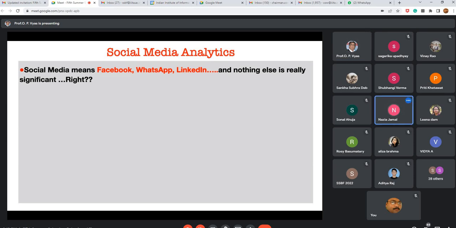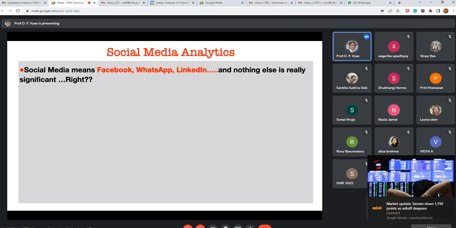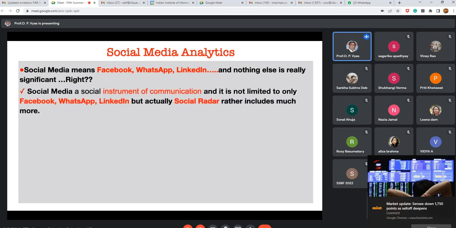No, I feel, sir, it can be any medium which is available on the internet. Yes, sir. Okay, very good. You have rightly pointed out. Mostly people only think that Facebook, WhatsApp, and LinkedIn are the whole of social media, but this is not right. It is a social instrument of communication, and it is not limited to only Facebook, WhatsApp, LinkedIn, but actually includes much more.